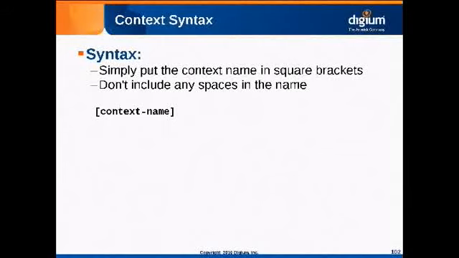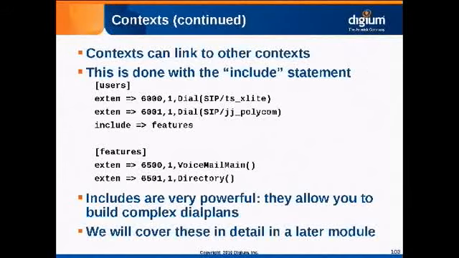Now, one of the things that's useful to do is to link one context to another. And there are several different ways to do this. We talked about templates a little bit earlier. Another way of doing this is with what we call an include statement. So here's an example where I've got a context called users. It's got 6001, 6002. And then it's got an include statement that says include the features context. And what that means is if I were to dial extension 6500 in the users context, Asterisk will still go look in that users context.